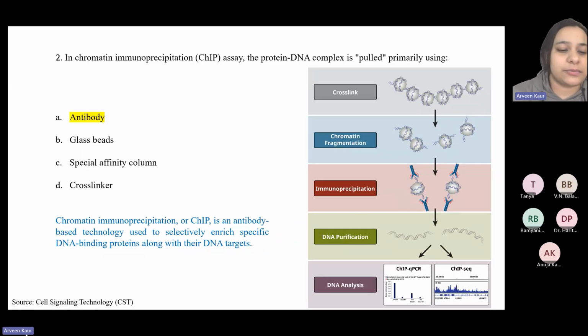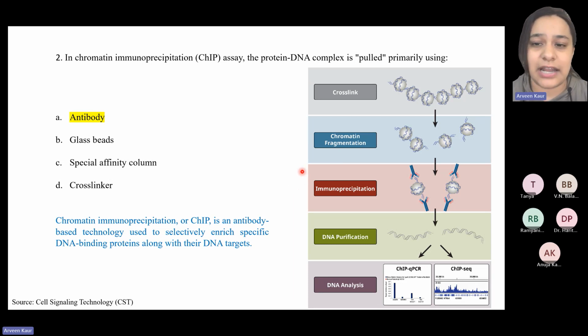Okay. So we were coming down to the definition of chromatin immunoprecipitation. Chromatin immunoprecipitation, or ChIP, is basically an antibody-based technology which is used to selectively enrich specific DNA binding proteins along with their DNA targets, right? I have pasted a very rough flow chart of what happens in ChIP so that we can understand in which step the pull down actually occurs and where this antibody is used.